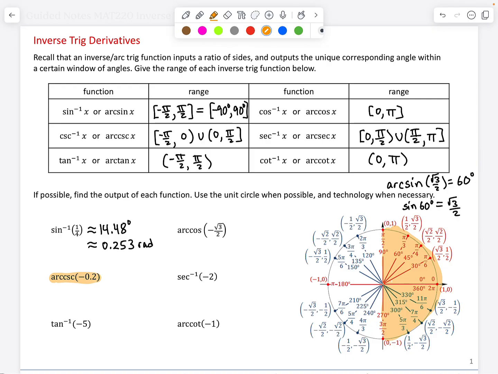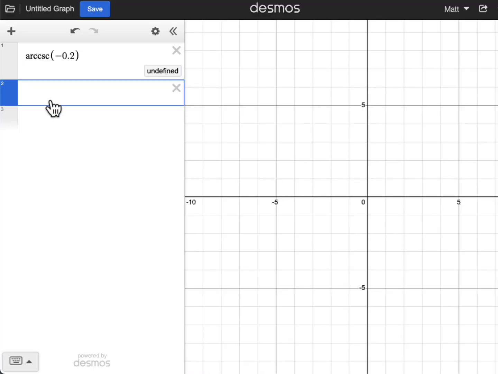Well, the cosecant is negative only in the fourth quadrant of these two options, so I'm looking for a negative angle. I'll call this angle alpha. The cosecant of alpha will be -0.2, which is -1/5. That means that the sine of alpha would be -5 because they're reciprocals of each other. But the lowest the sine can be is -1, meaning that this is impossible, suggesting that it's not possible to find the arc cosecant of this number. So we have a does not exist, confirming with technology. The arc cosecant of -0.2 is undefined.